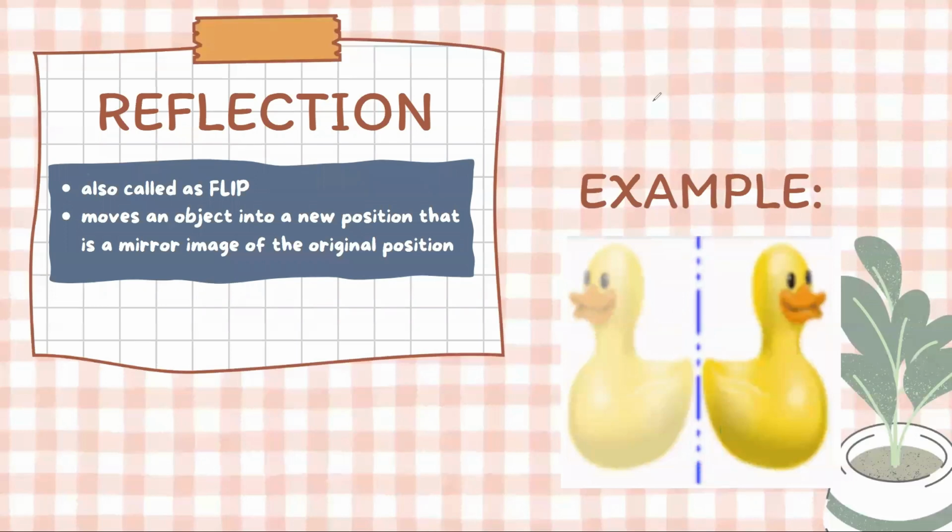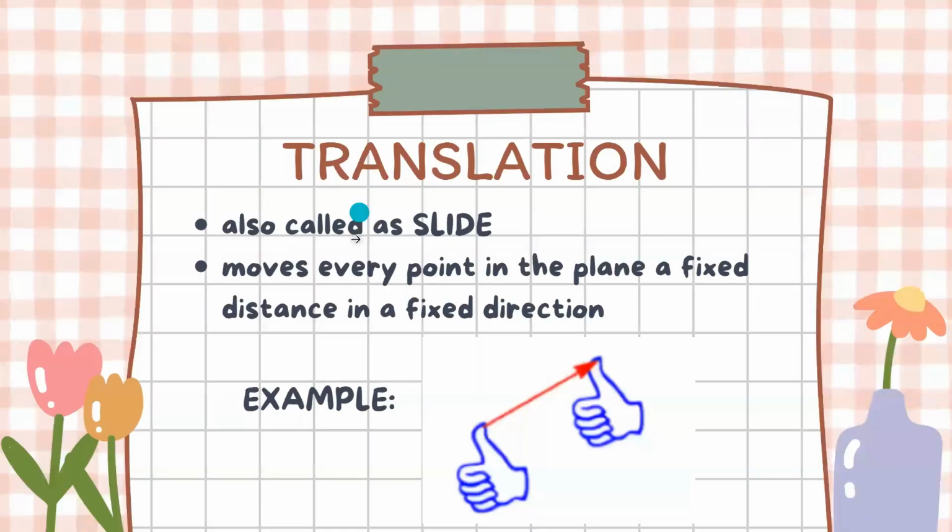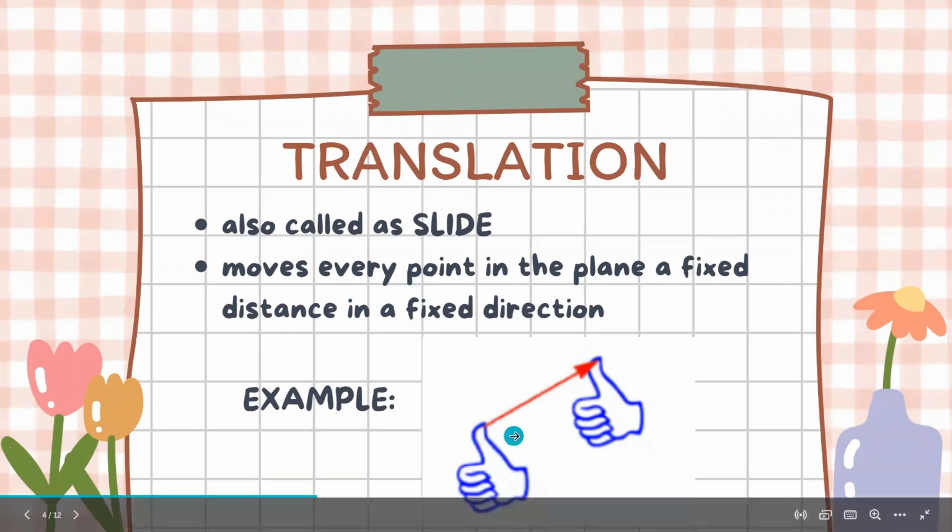Also, for the previous slide about translation, the movement for this translation is just either up, down, or sideways or diagonally, just like this.